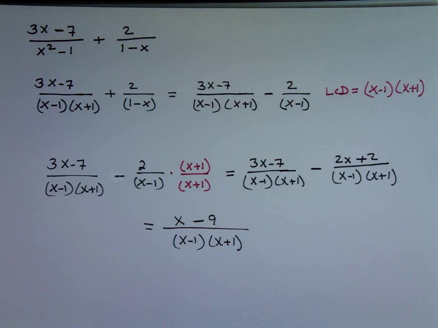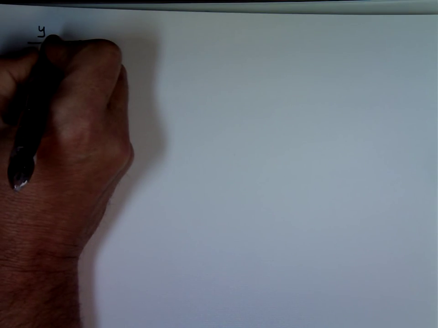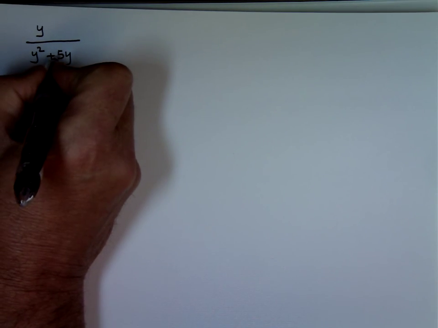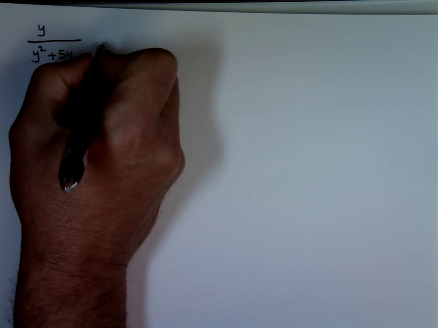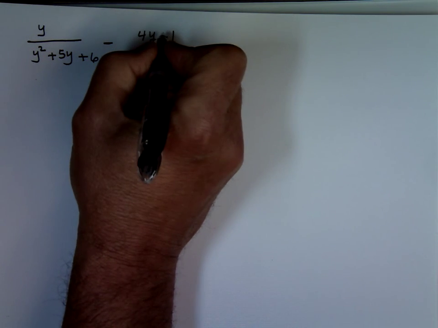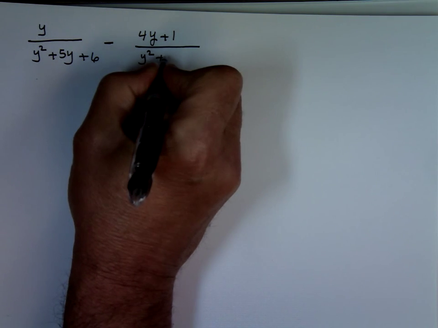Let's try 2 more. Hopefully you start to feel a little bit better there. y over y squared plus 5y plus the 6 minus 4y plus 1 over y squared plus 3y plus 2.